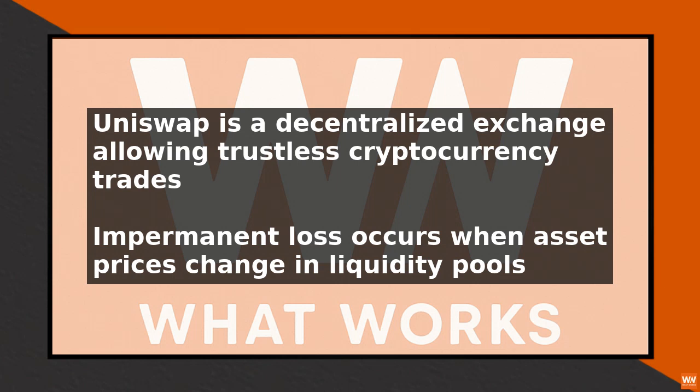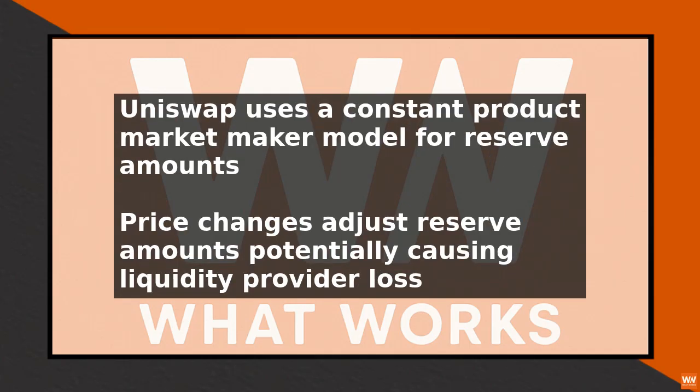To understand impermanent loss, it is essential to know how Uniswap works. Uniswap uses a constant product market maker model, where the product of the reserve amounts of the two assets in a pool is kept constant. When the price of one asset increases, the protocol adjusts the reserve amounts to maintain the constant product. This adjustment can result in a loss of value for the liquidity provider if the price change is significant.